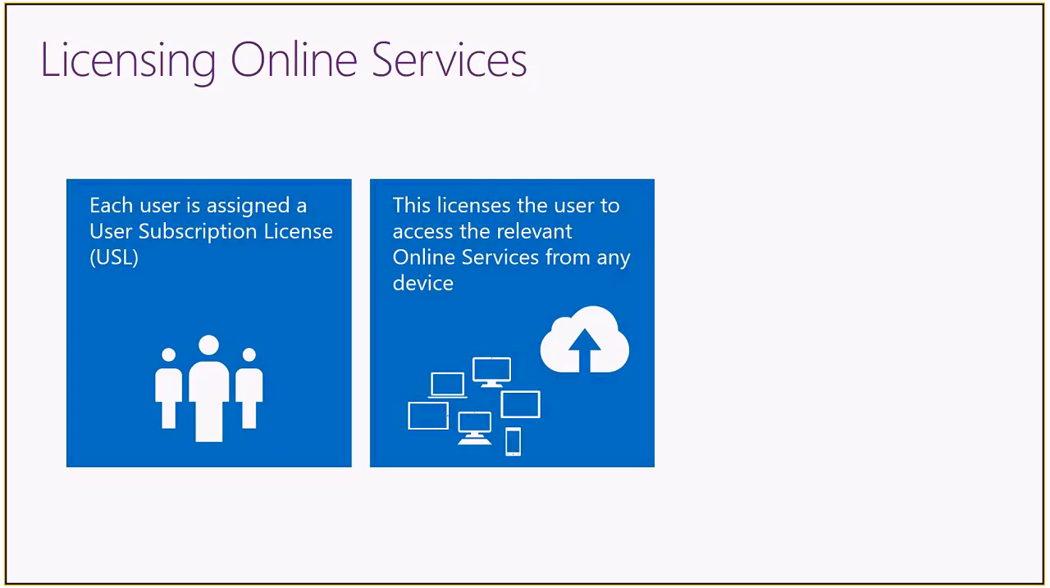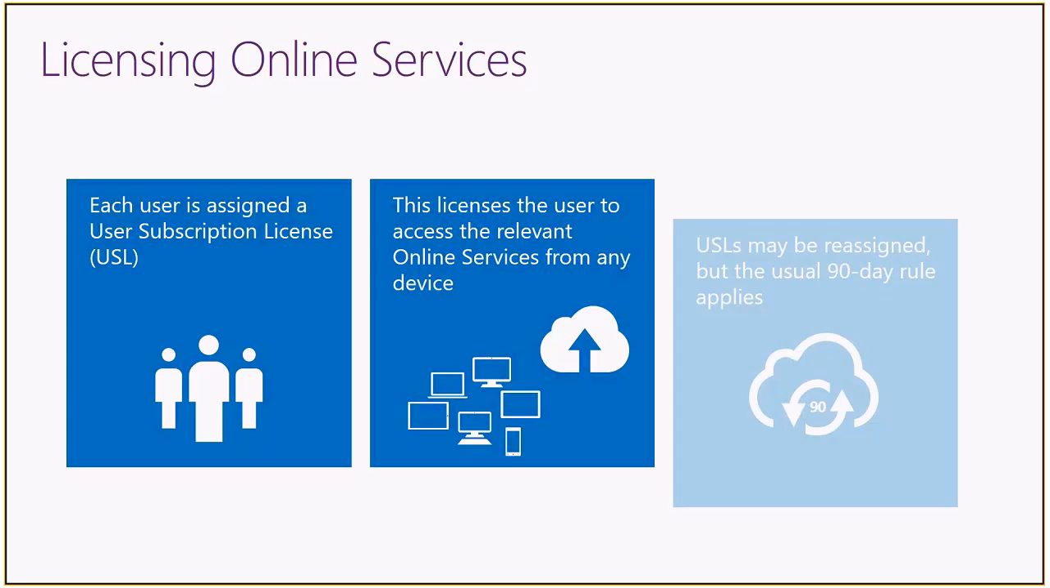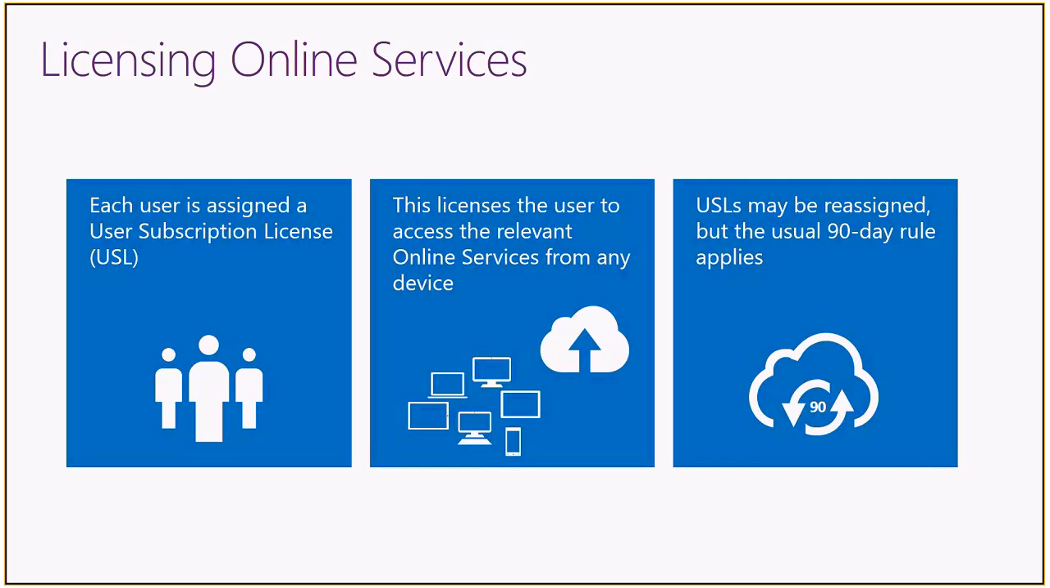Could I buy 20 USLs and move them between the users as they come in and out to do their shifts? The answer is no. User subscription licenses can be reassigned, but the usual Microsoft 90-day rule applies. While you can move it between people, you can only do it once every 90 days. So in an organisation where you have shift workers, you would need to license each individual user. If you have 60 users, you would need 60 USLs.